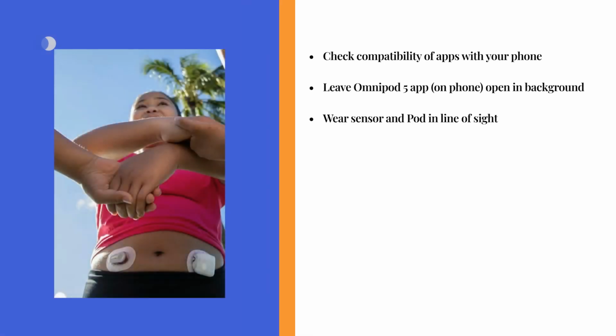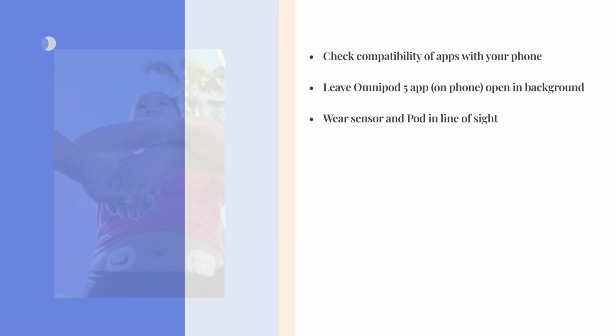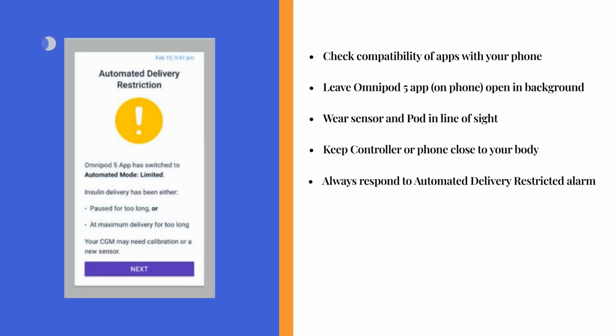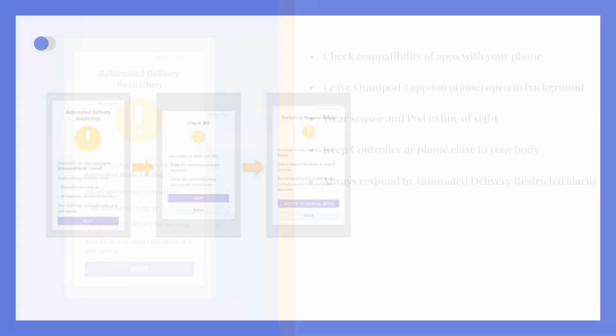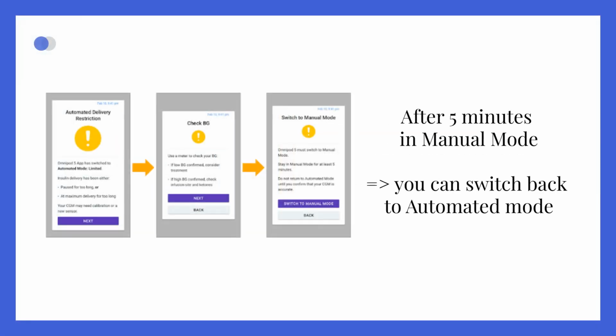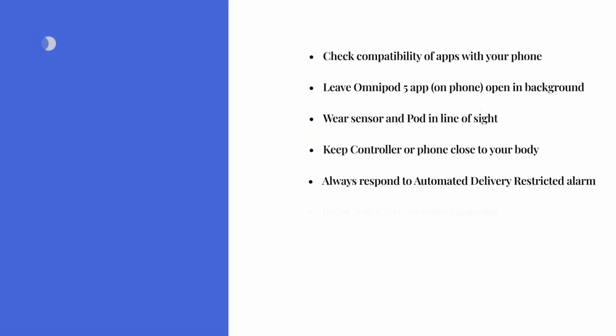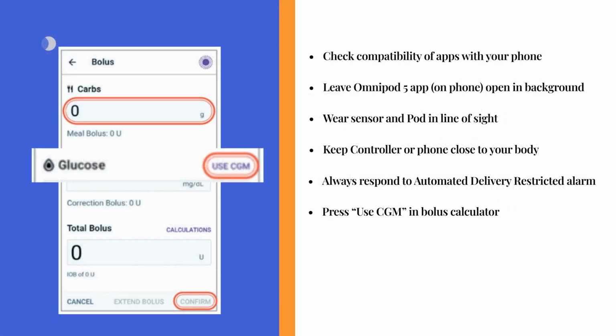Wear the pod and the CGM on the same side of your body within sight of each other to minimize connection problems. During the initial weeks of using the Omnipod 5 system, you may encounter the automated delivery restriction alarm more frequently due to the limited maximum insulin delivery while using the first couple of pods. However, as you continue using the system, this occurrence will decrease. It is important to respond promptly to this alarm by confirming the accuracy of the sensor and returning to automated mode. Press Use CGM to ensure that the bolus calculator considers the trend arrow.